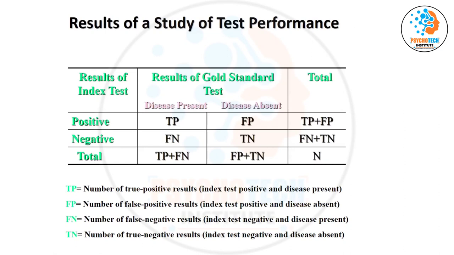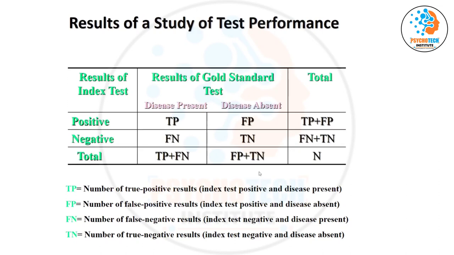Okay. But the important thing is what? One row is gold standard positive, gold standard negative. Test positive, test negative. So out of the total positive, meaning the real positive, where the gold standard says you are positive, how many did you say are positive? Out of that positive. Okay. So test positive divided by the total gold positive. That is your sensitivity. That is your power.